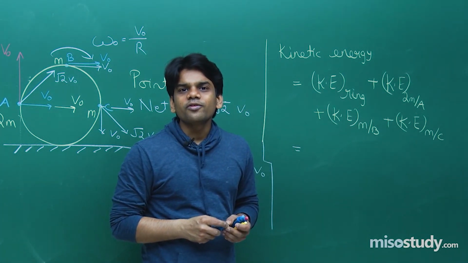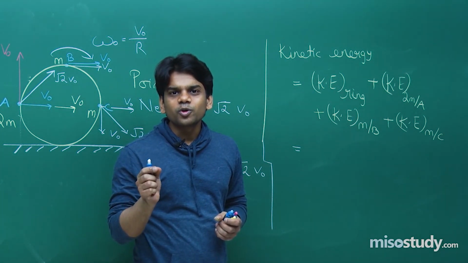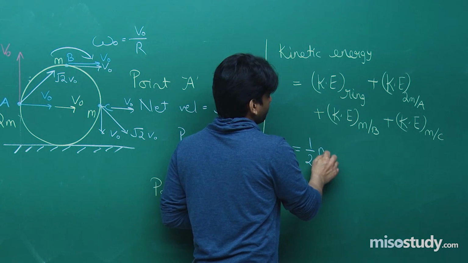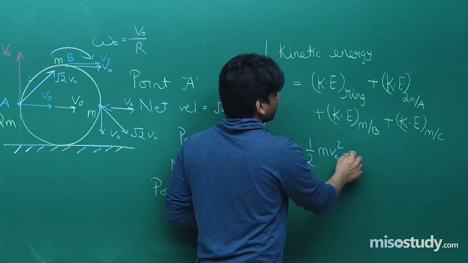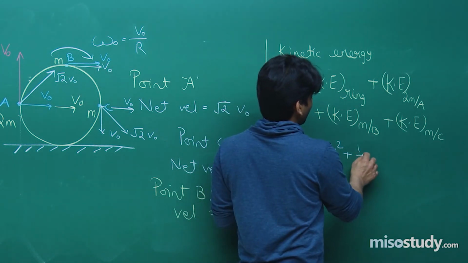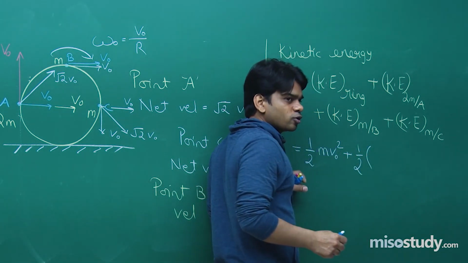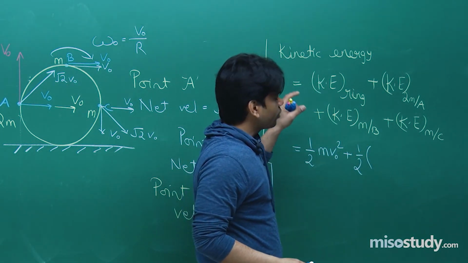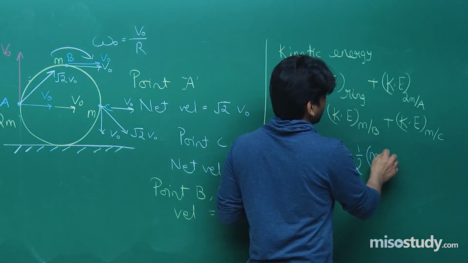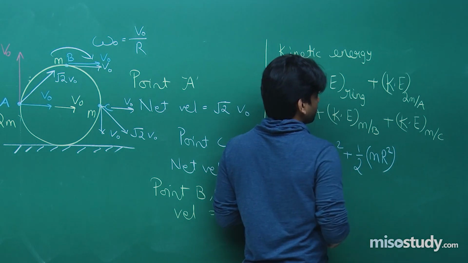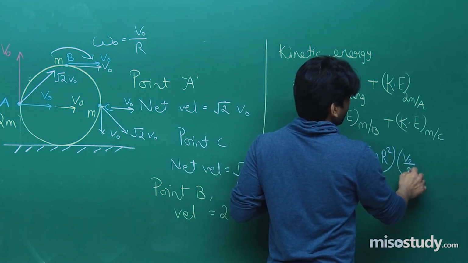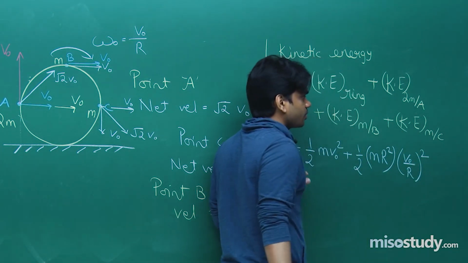Now you see the kinetic energy of the ring. It will be equal to, due to its rotational motion and its translational motion, half m v naught whole square plus half I omega whole square. And the value of I, to reduce this step I am writing directly the moment of inertia of the ring. We know that it is m r square. So I am using m, its radius r square, and its omega square we have to write as v naught by r whole square.